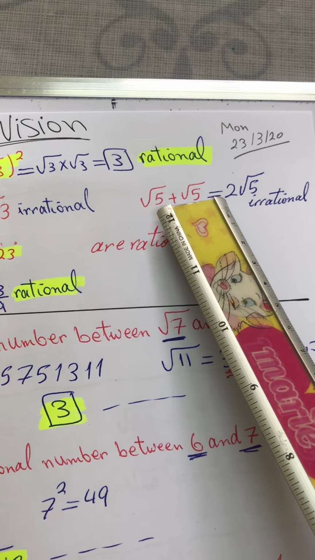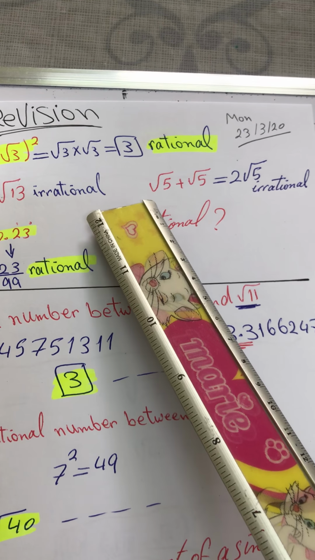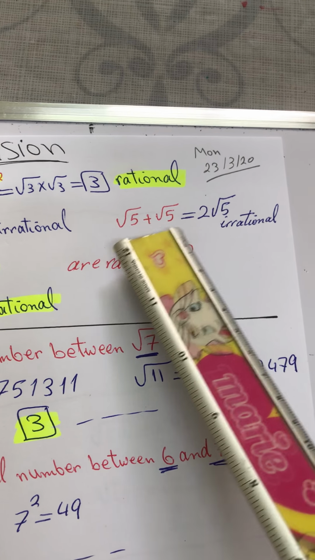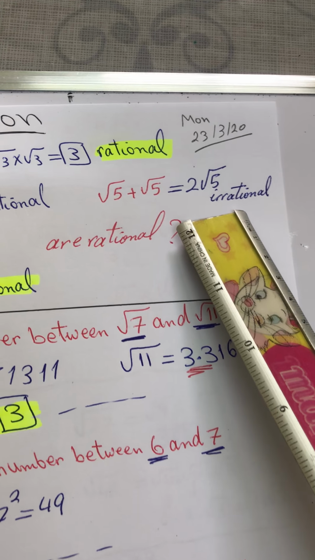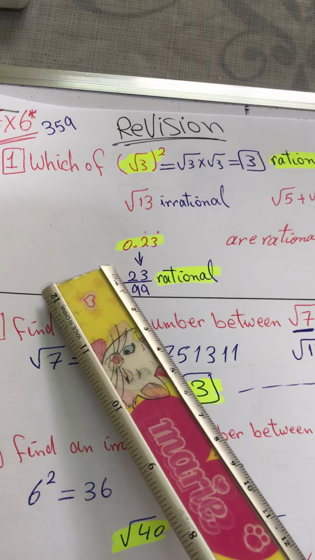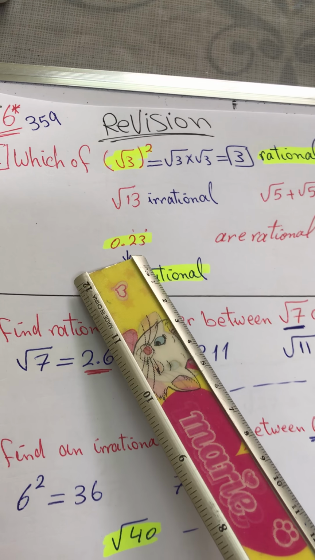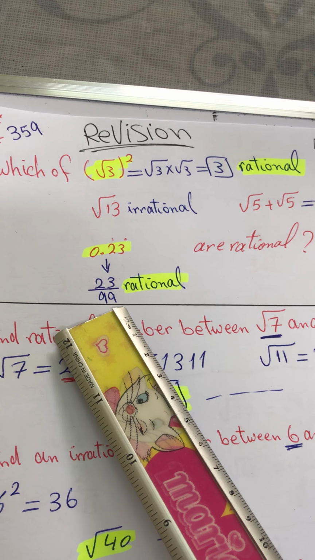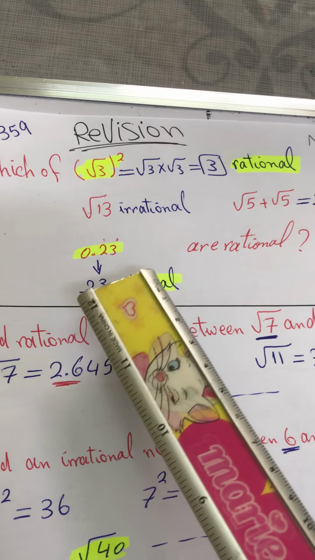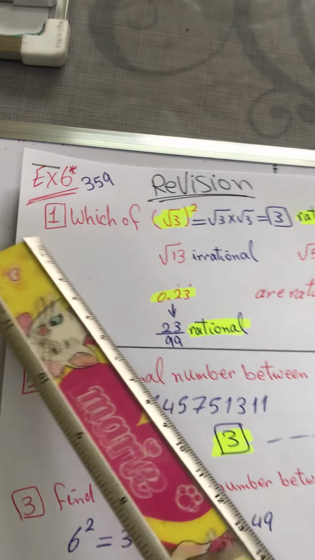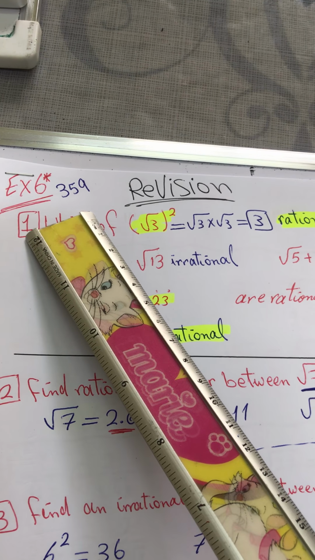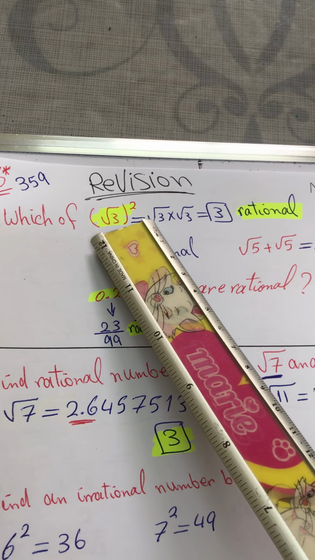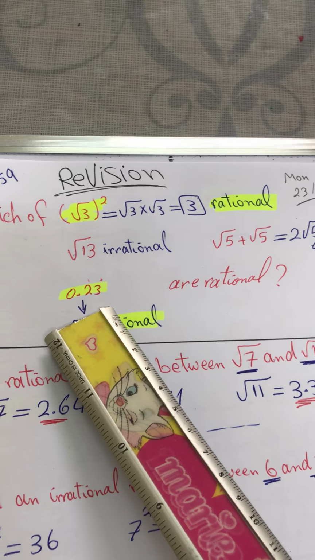Square root of 5 plus square root of 5, solve it in the beginning. 1 square root of 5 plus 1 square root of 5, I'll write square root of 5 just one time, and 1 plus 1 equals 2, so 2 square root of 5. Now it is an irrational number. Here I have 0.23 recurring decimal, so when we solve it, it will be 23 over 99, so I can put it as a fraction a over b, but b not equal to 0, so it is a rational number. So in question 5, exercise 6 star, page 359, what are the rational numbers? The first, square root of 3 power 2, and recurring decimal 23.